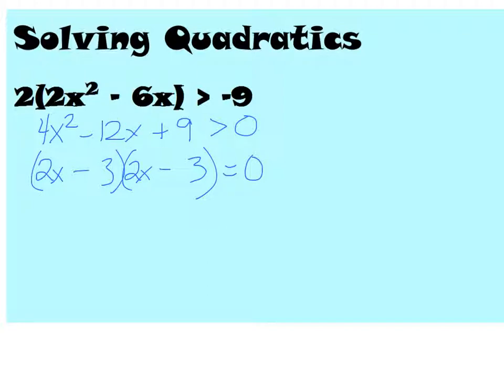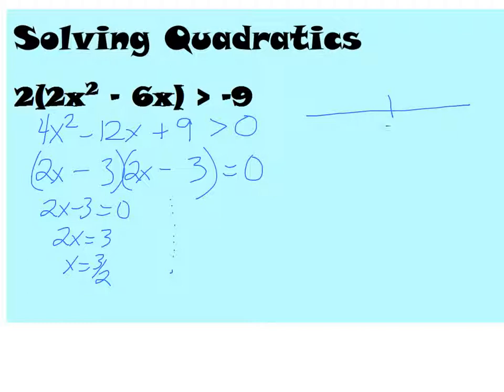Okay, so what's kind of nice here is that you ended up getting the same thing twice. Now that last time I just did that in my head, but you can always just set those equal to 0 and solve them if you can't do that in your head. So I have 3 halves. The thing is if I do this over here, I'm going to get 3 halves again. So that's kind of odd. That means I only have one critical number. I put it in right here.